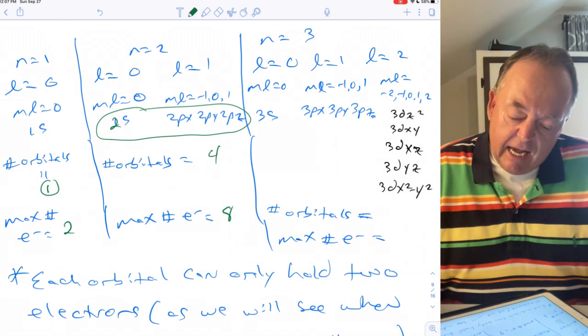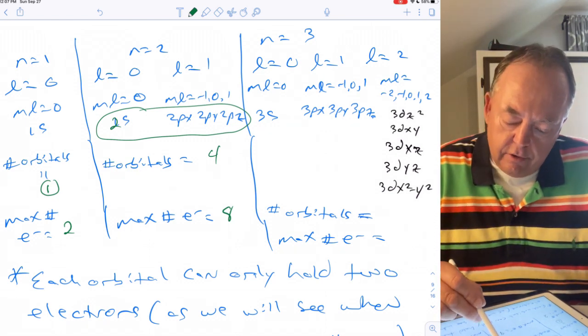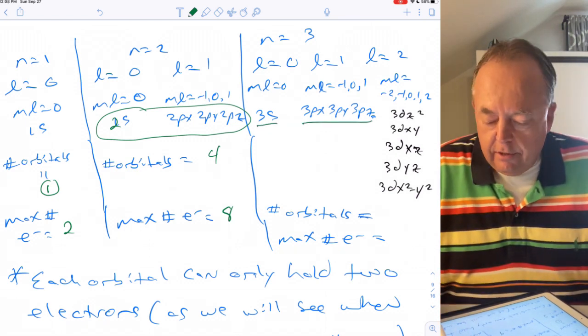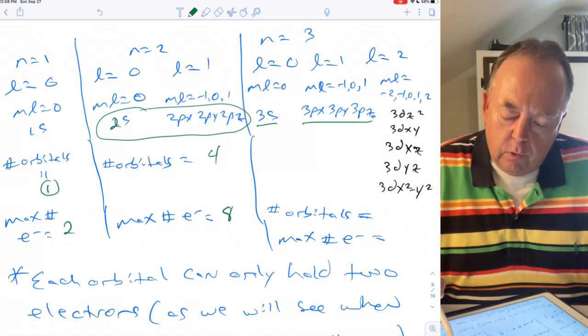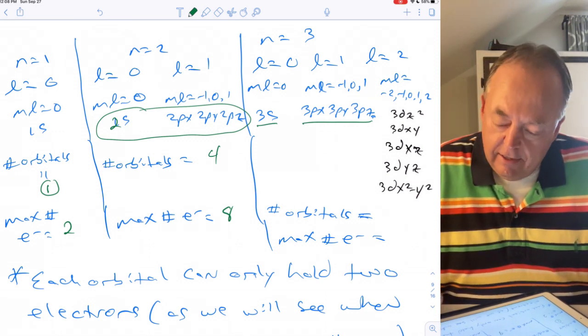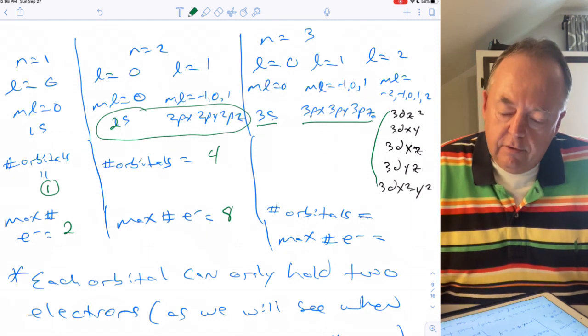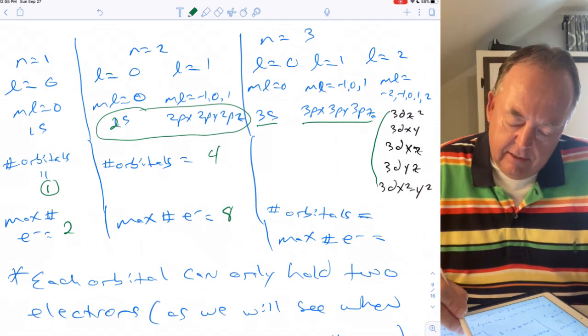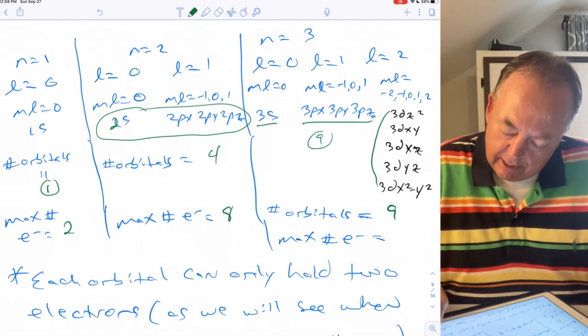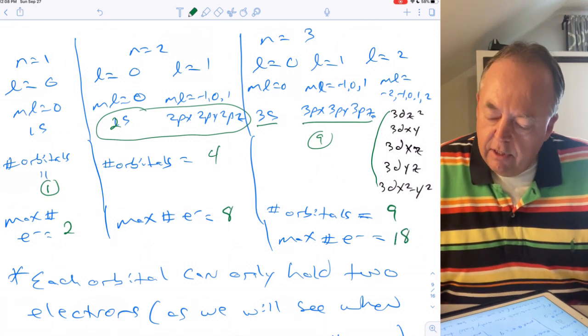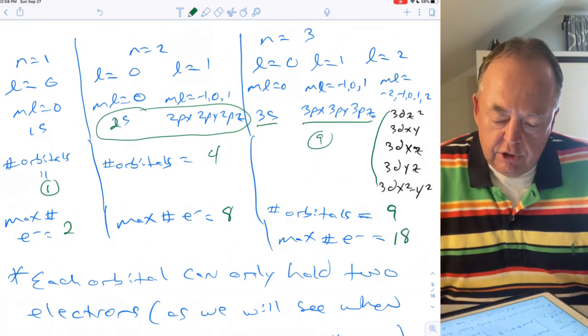At the third shell, how many orbitals are there? There's 3s, that's 1. There's 3p orbitals, 3px, 3py, 3pz, so that's 4. And there's 5 d orbitals. So 5, 6, 7, 8, 9 total. So there's 9 orbitals. How many electrons? You could put 18 electrons in the third shell.